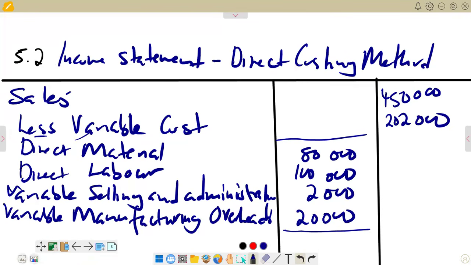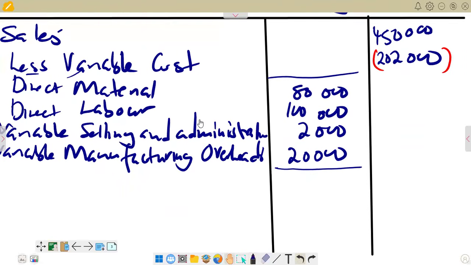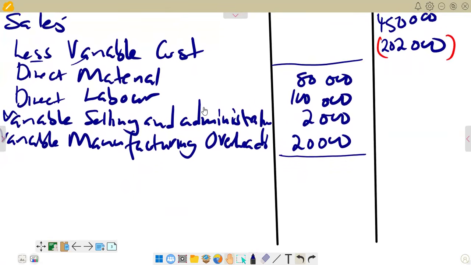Obviously now we are saying less. Remember, when we say less, we subtract. So we subtract there: 450,000 minus 202,000, and we're going to get 248,000. And this figure that we are getting is now the marginal income.